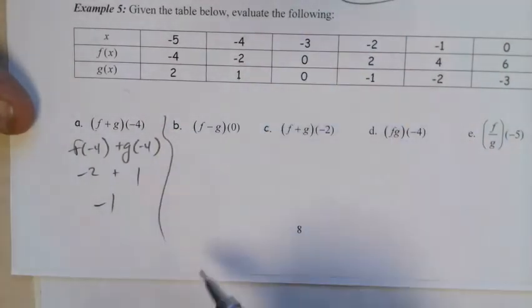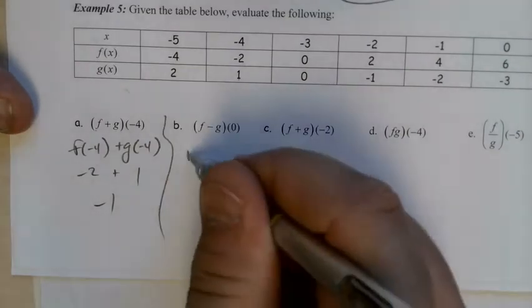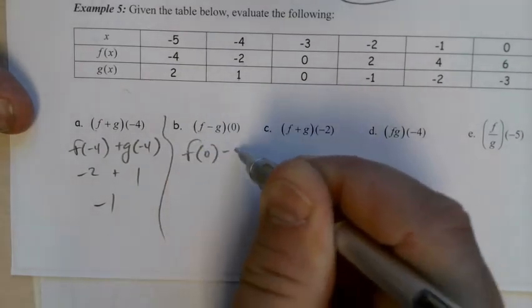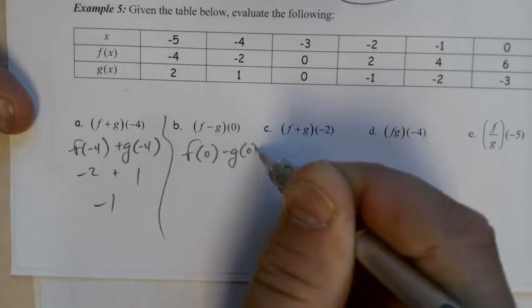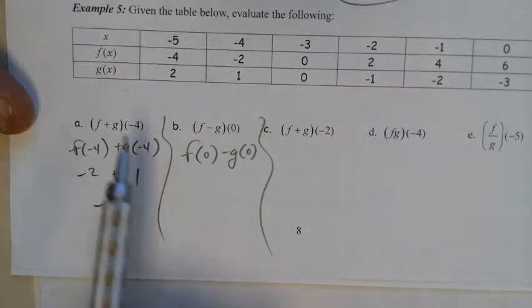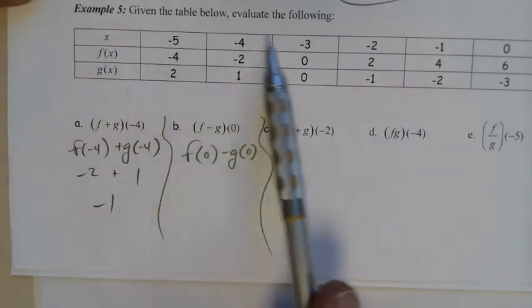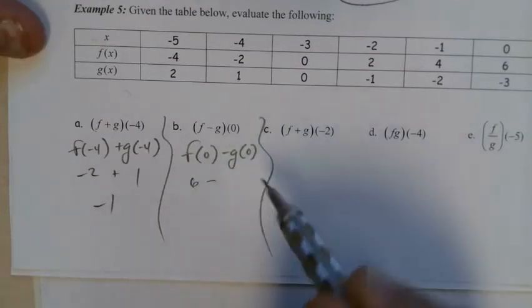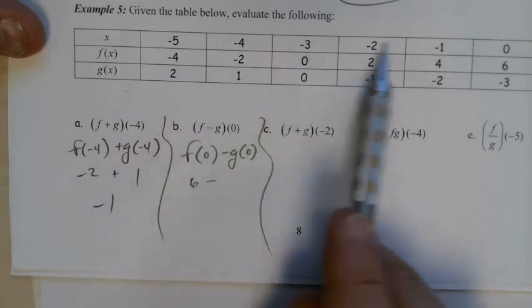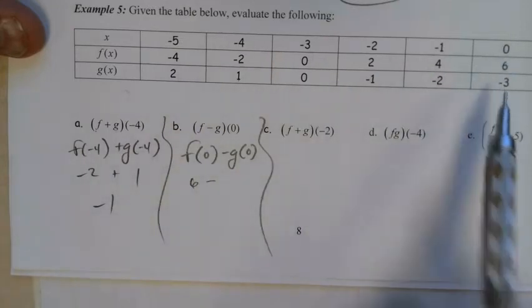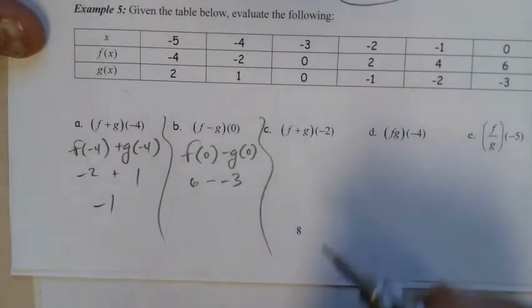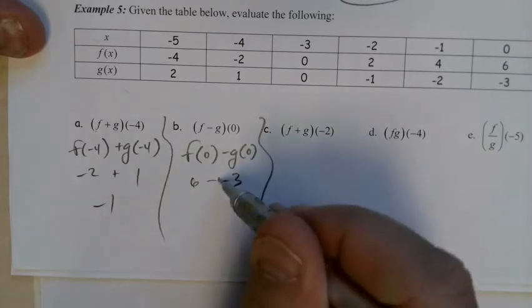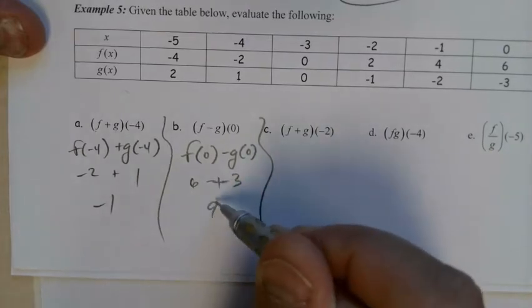Okay? F minus g of 0 is saying, well, let's take f of 0 and subtract g of 0. So let's go to my table again. F of 0, so I find where x is 0, and I find f of 0, that's 6, minus g of 0. So I find where x is 0, and then I find g, that's a negative 3. 6 minus a negative 3 is the same as 6 plus 3, which is 9.